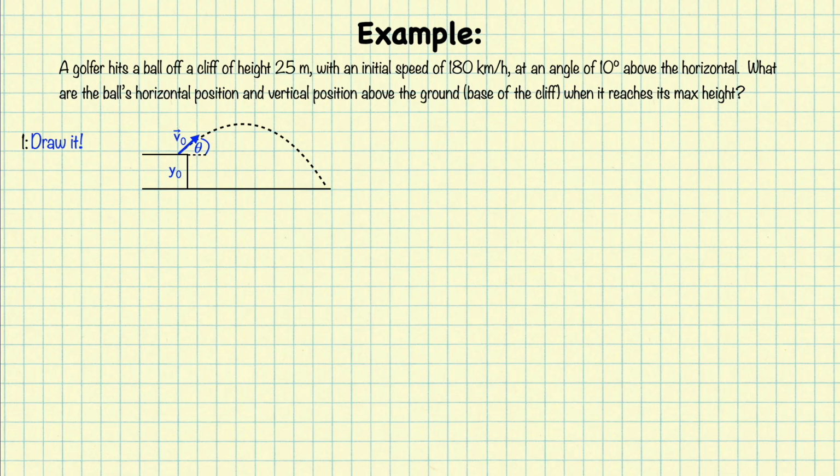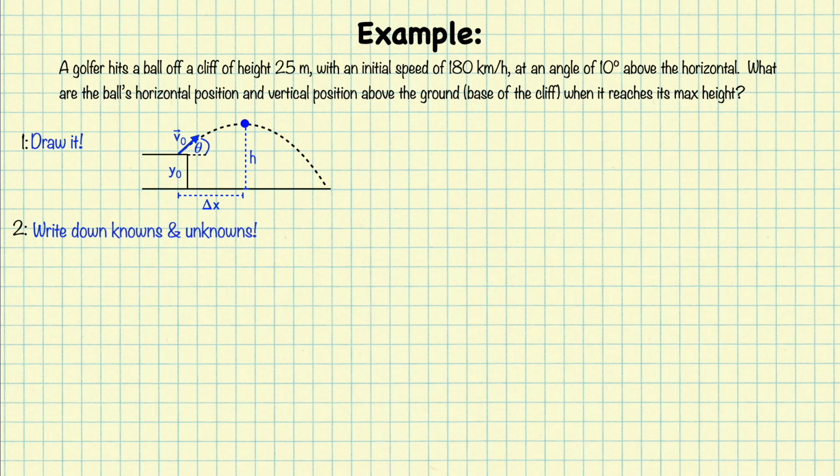Now for this problem, we care about the point when the ball reaches its maximum height, which I'm going to call h, as measured above the ground, not the cliff. At that point, the ball will also have an x position, which I'm going to call delta x. This is the distance it traveled in the horizontal direction. Step 2 is to write down everything you know and don't know.